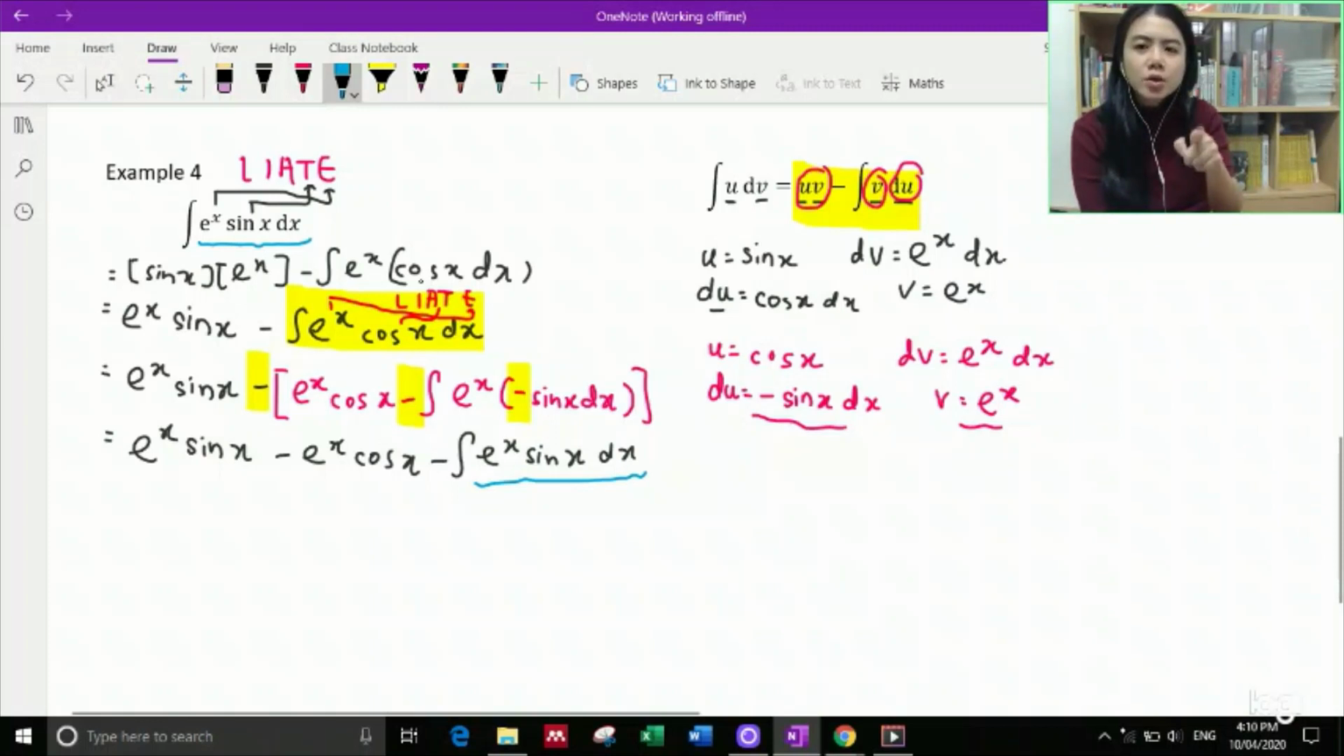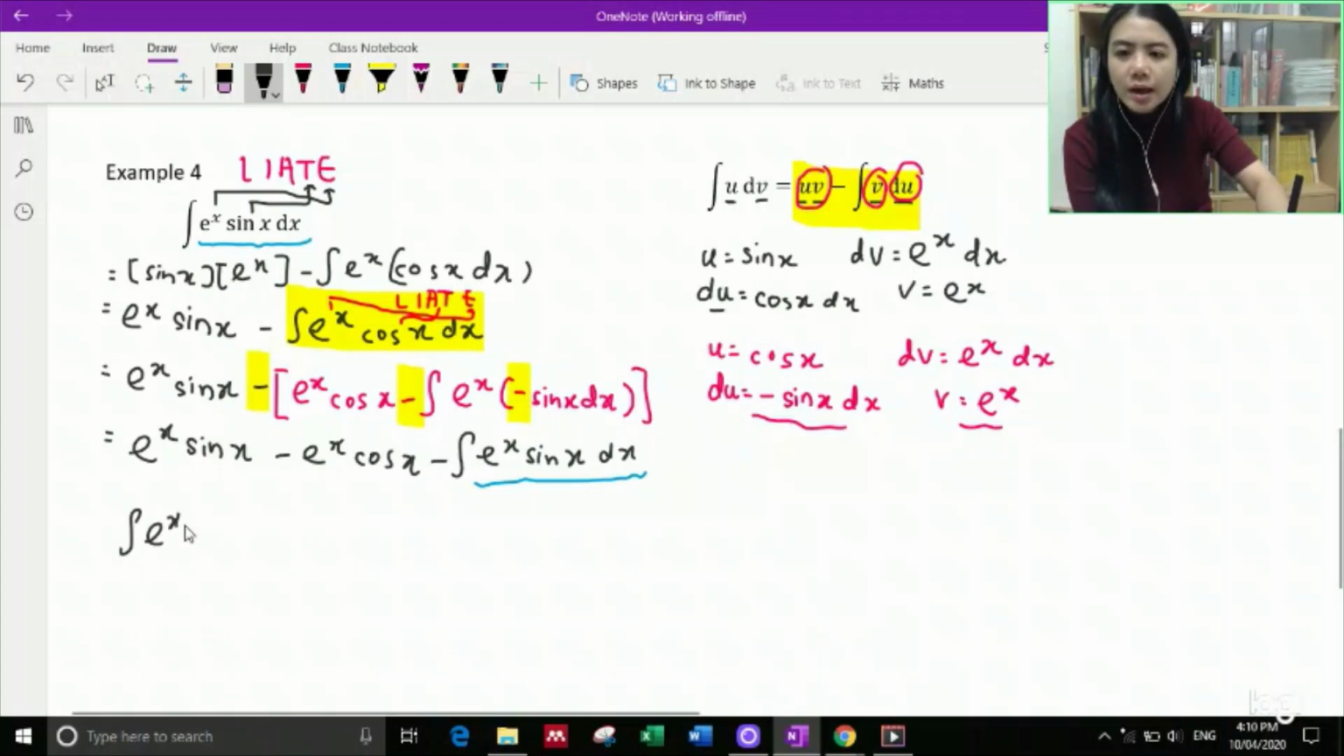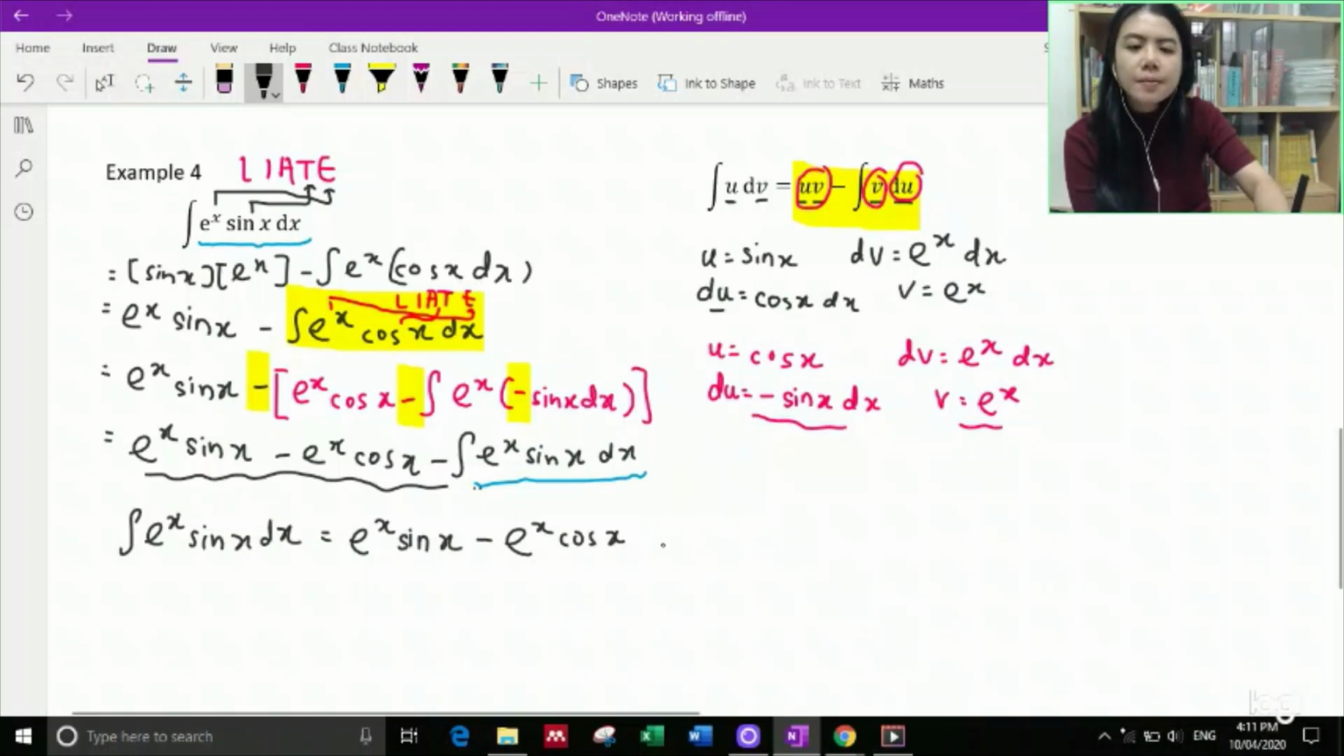Okay, so what can you do with these types of questions? What you have to do is, first of all, copy the question. So the question is the integration of e^x sin x dx. This is the question, right? And then write the result. Where's our result? This is our result, right? So write out our result: e^x sin x minus e^x cos x minus the integral of e^x sin x dx.